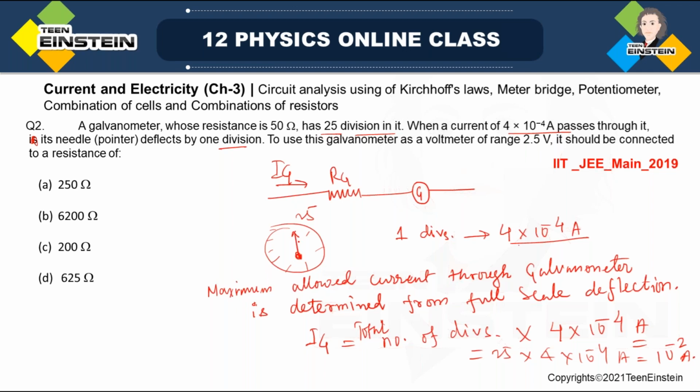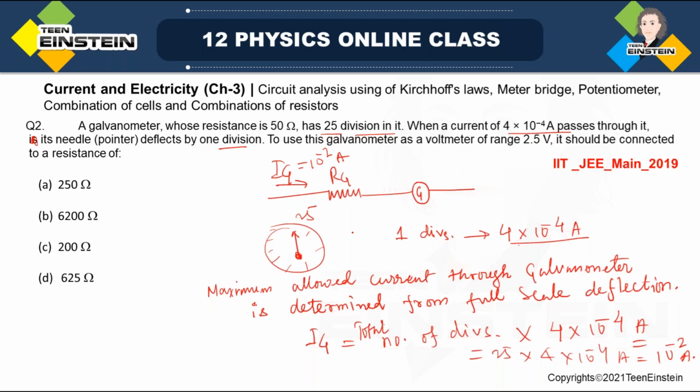So I just need to find out the total allowed current, or maximum allowed current, through the galvanometer. Here in this problem it is given that the current 4 into 10 to the power minus 4 ampere can make a deflection of 1 division, and it has 25 divisions. So from here we can find the total current allowed through this galvanometer, that is 10 to the power minus 2 ampere.